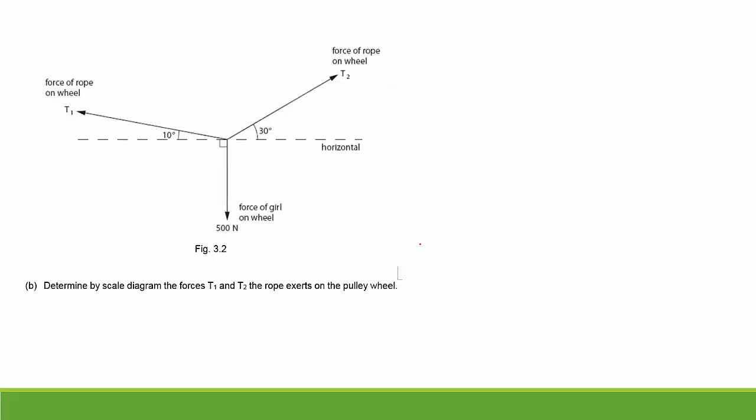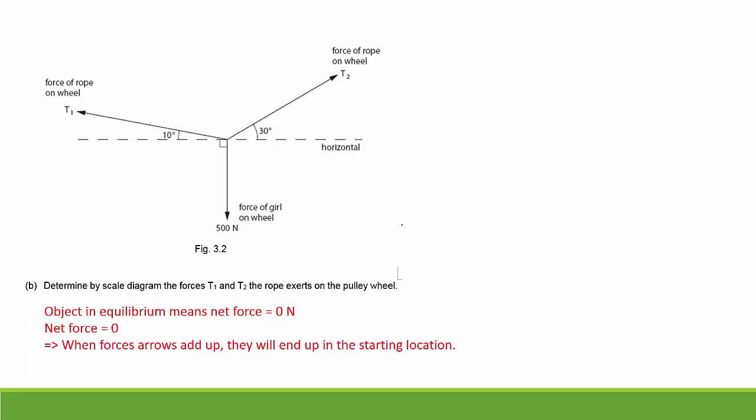The next question is to determine by scale diagram the forces T1 and T2. So again, the concept is that if the forces add up, they all will end up at the same location. So it's quite similar to the previous question. This time around we use a scale of 1 centimeter to 500 Newton. So this is roughly about 2.5. So again, the weight is always acting down. So let's try to draw T1.